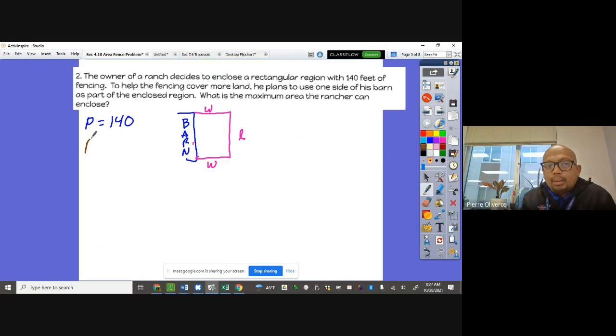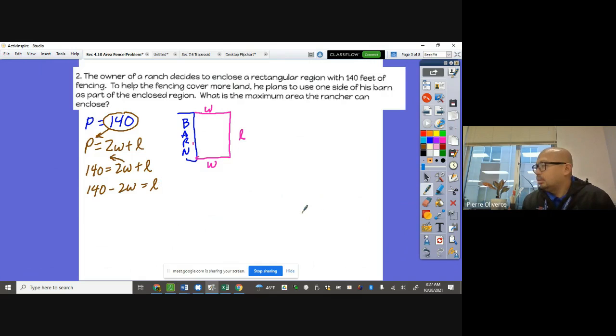So here the formula for perimeter changes. What's the formula for perimeter now? 2W plus L. Very good. But how much perimeter does he have? He has 140 feet of fencing, remember? So 140 is equal to 2W plus L. Now we're going to solve for the L. You're going to move the 2W to the left. That gives you 140 minus 2W equals L. So you know that the L is 140 minus twice the width.